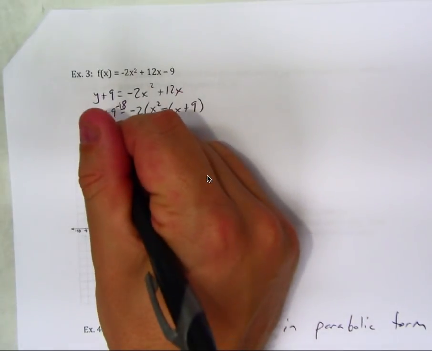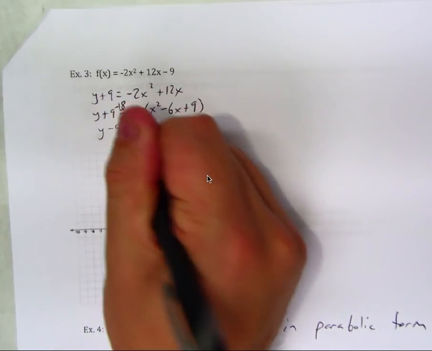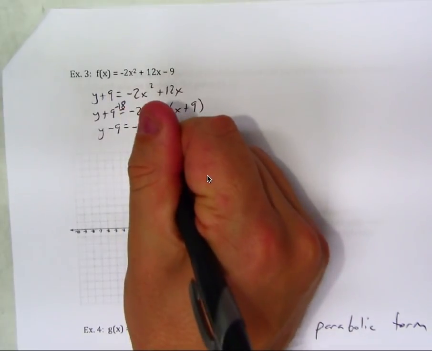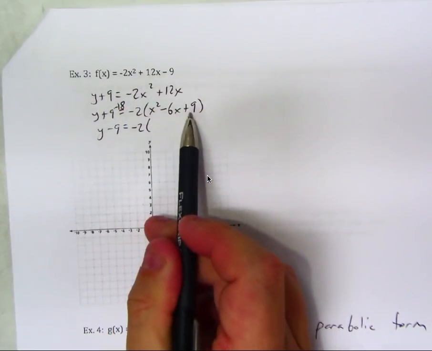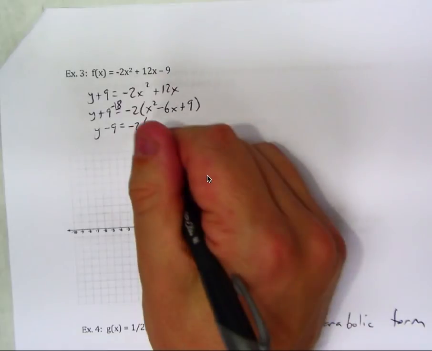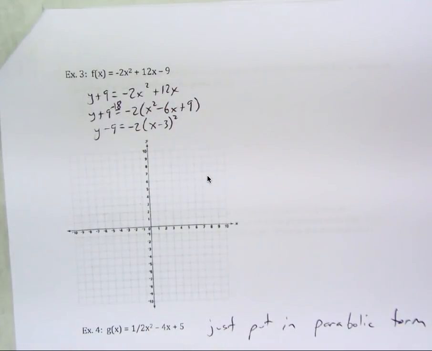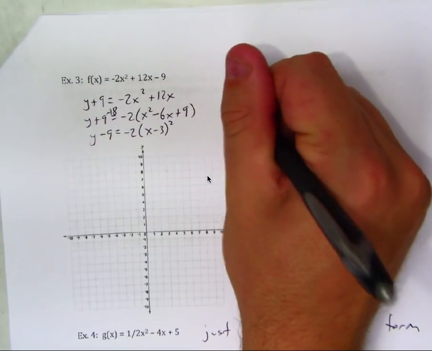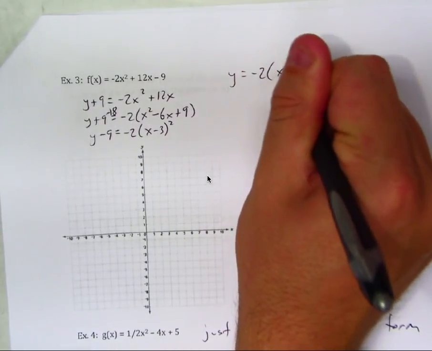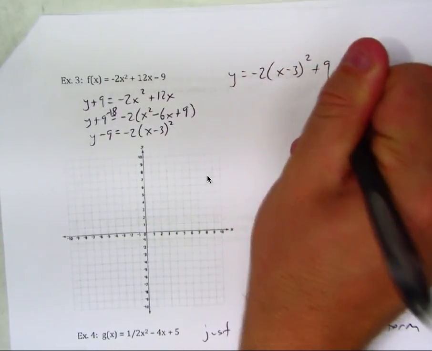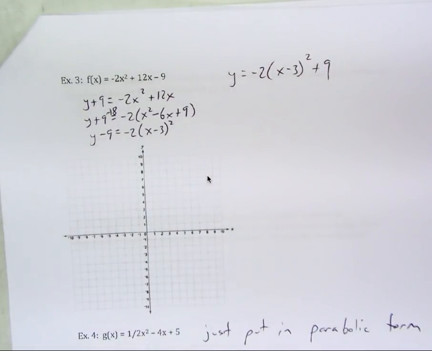So now we have y minus 9, when you combine those numbers, equals negative 2. And now we could factor this. The whole point of creating that c value is to factor this perfectly. (x minus 3) squared. And then add the 9 over. So we get y equals negative 2 times (x minus 3) squared plus 9. So there's our parabolic form.